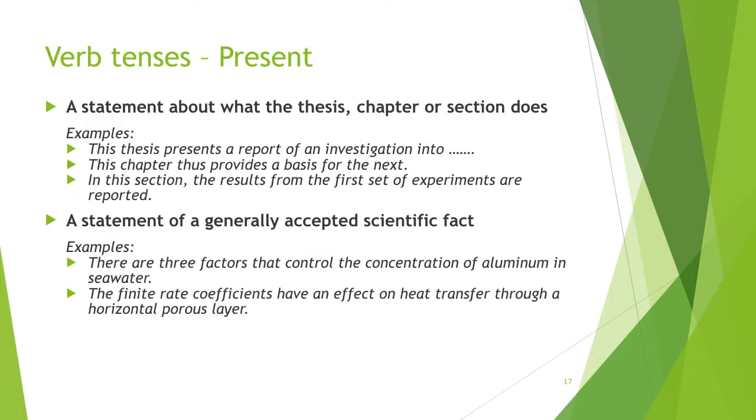Verb tenses. When you are writing your initial chapters 1 through 3, you're going to be using future tense. When you're talking about the study, like your chapter, you're going to use present tense. This chapter provides a basis for the next text. If you're talking about a generally accepted fact, there are 3 factors that control the concentration of aluminum in seawater. You can use present tense.